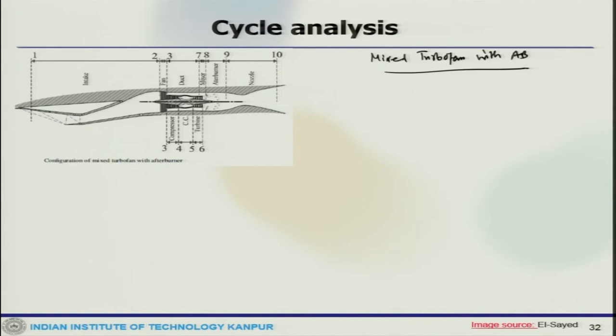If you look at this diagram, starting from the intake, this is a fan, then the fan duct, and the core of the engine with compressor, combustor, turbine, then there is a mixing, and after mixing there is an afterburner before the flow passes through the nozzle. Previously, in the unmixed turbofan, the afterburner sits after the turbine, but now in the mixed case, where the hot and cold gases are mixed, the afterburner is used to re-energize the incoming hot gases and then pass them through the nozzle.